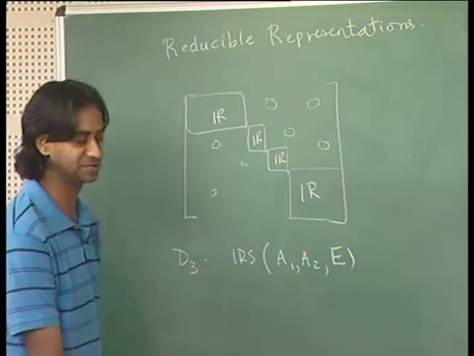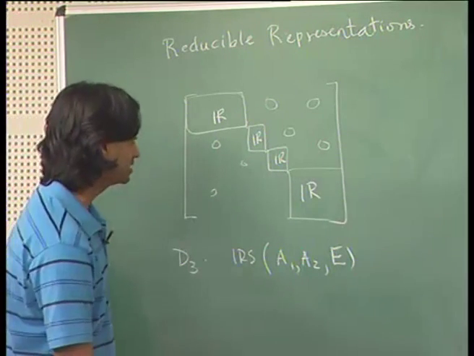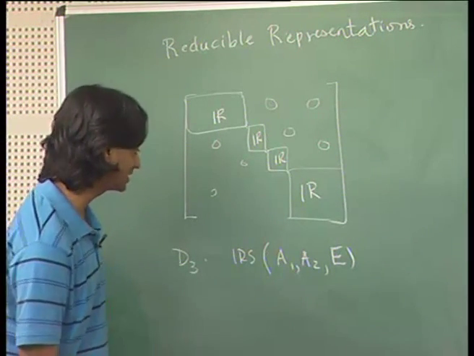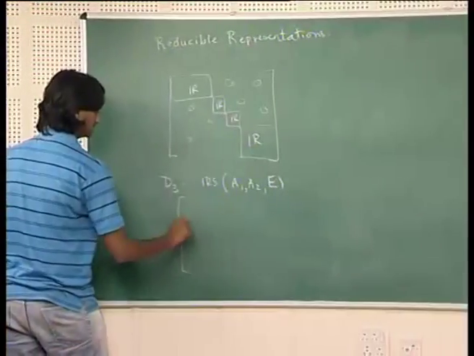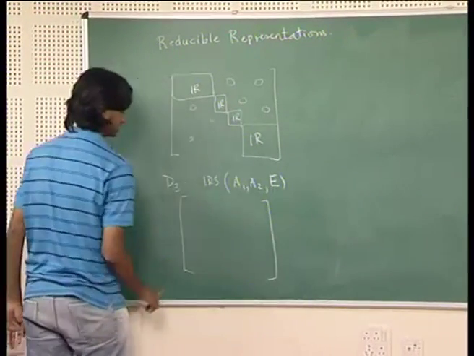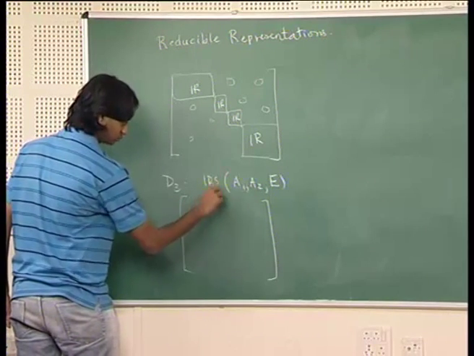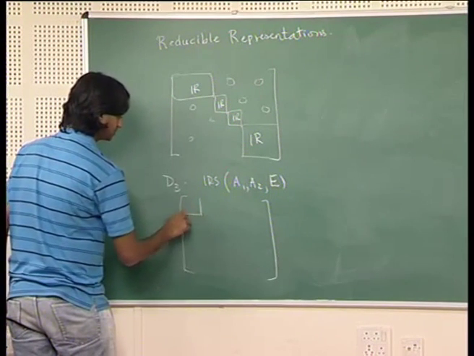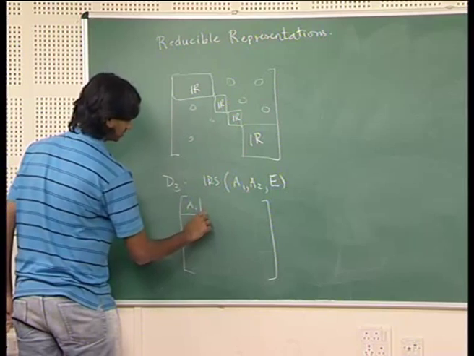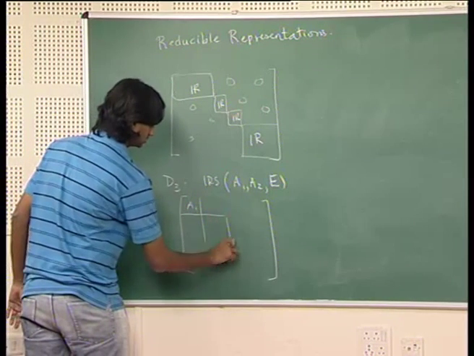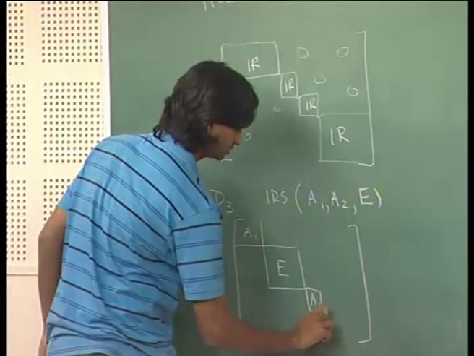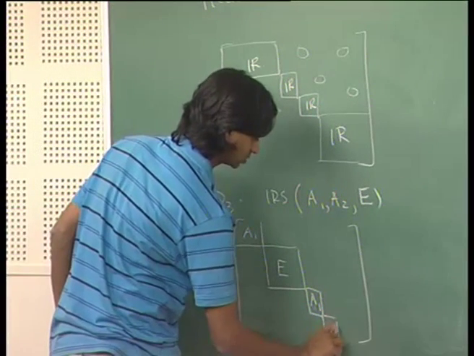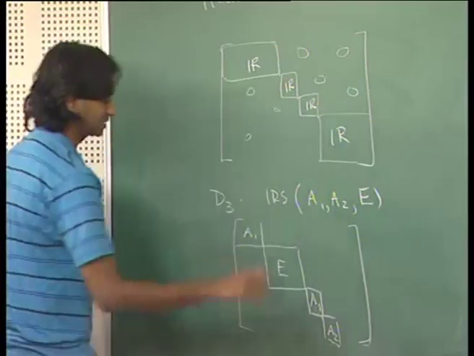E was a 2-dimensional representation. Now, you could imagine that you have a matrix that is reducible. Okay. So, you have a reducible representation, and when you block diagonalize it, you have A1 appearing once, E, A1, A2. So, you could imagine something like this.